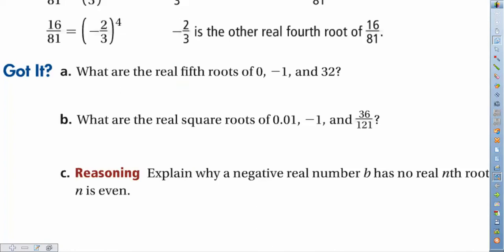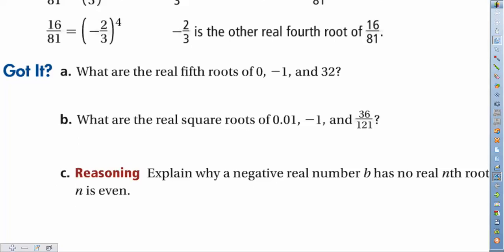So let's take a look at these last problems down here, and then we'll finish up this video. So here's what I'd like us to do. Can you tell me what the fifth roots of 0, -1, and 32 are? So those are three separate problems. Try not to think of this as just one problem. These are three problems in part A. Okay, so give yourself a couple of minutes to do that. Do the same thing with B. We're going to tackle C together.